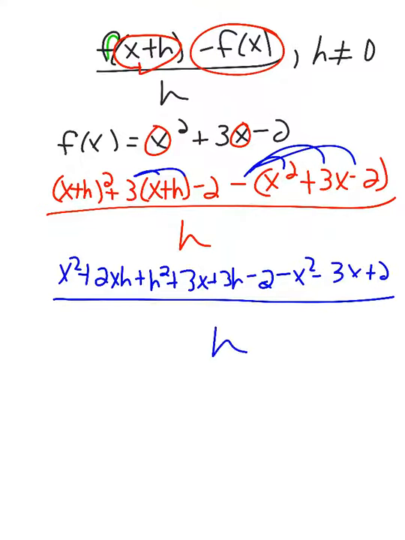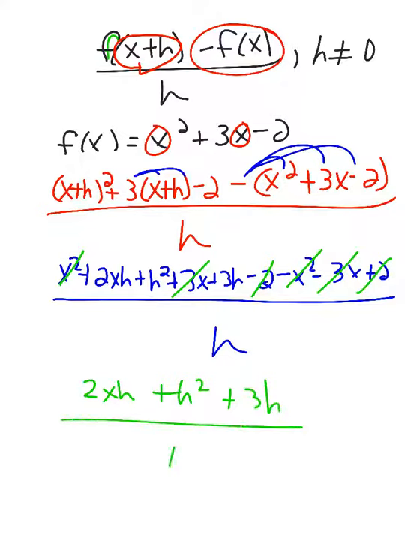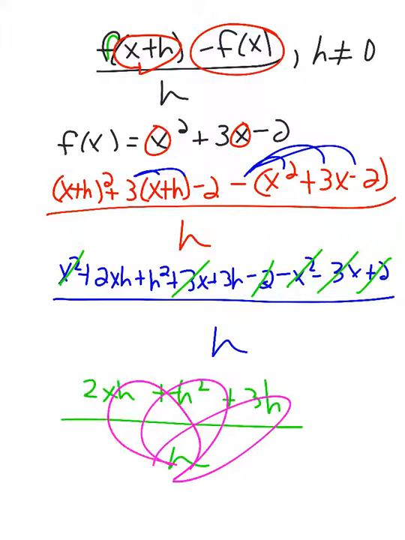Now simplify. x squared and minus x squared cancel. Positive 3x, negative 3x, negative 2, positive 2. So I'm left with 2xh plus h squared plus 3h over h. Reduce the h's. So I have 2x plus h plus 3, and that's your final answer.